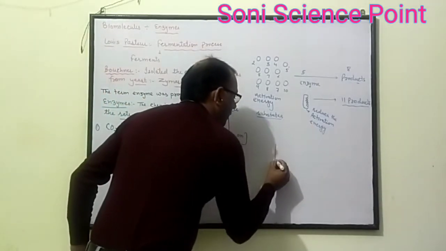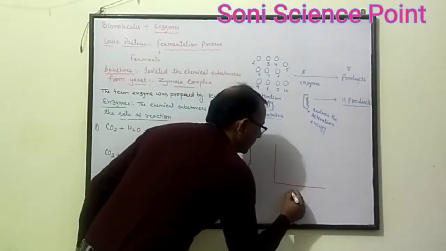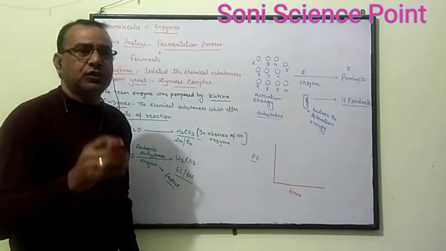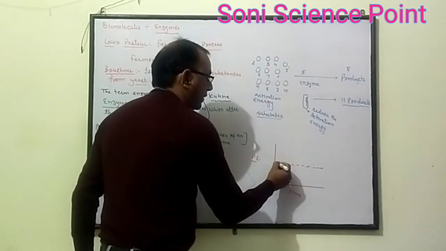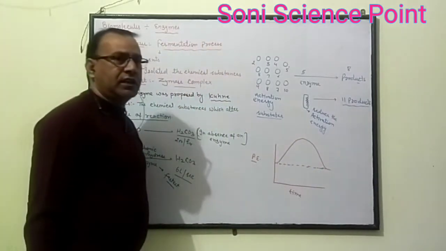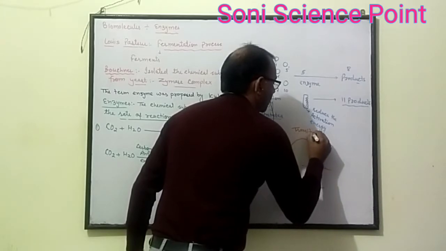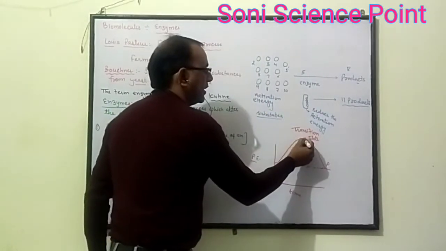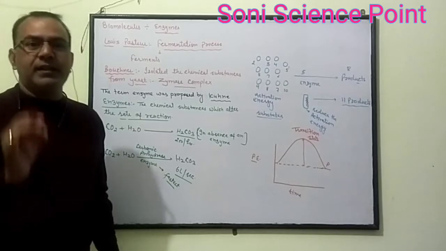For example, this is the potential energy, represented by the y-axis, and the x-axis we can represent by time. Potential energy is what is required by the substrate to change into product. Suppose this is the saturation line. The substrate which is able to change into product needs some energy, activation energy, and that state is called the transition state. This is the transition state. It means when the substrate changes into product, this amount of energy is required while no enzyme is used.